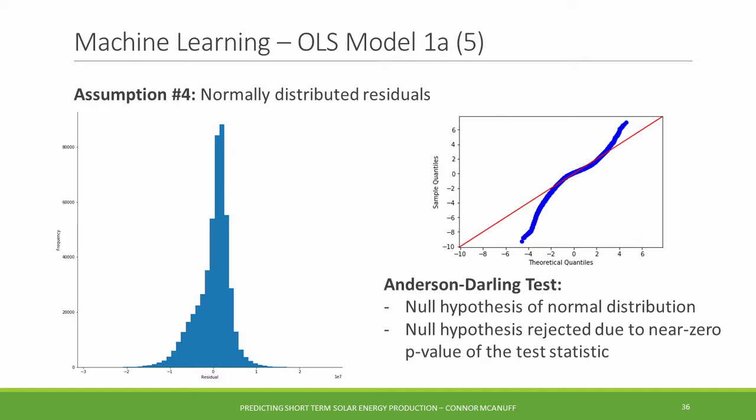The final assumption is normally distributed residuals. We can check this assumption visually with a histogram or quantile-quantile plot and statistically with the Anderson-Darling test. The histogram appears to have more weight on the negative side of the residuals. The quantile-quantile plot would ideally show the points along the red line, which at the tails they are not. The Anderson-Darling test null hypothesis is rejected as the test statistic p-value is very close to 0. We can say with a high degree of certainty that the residuals are not normally distributed.